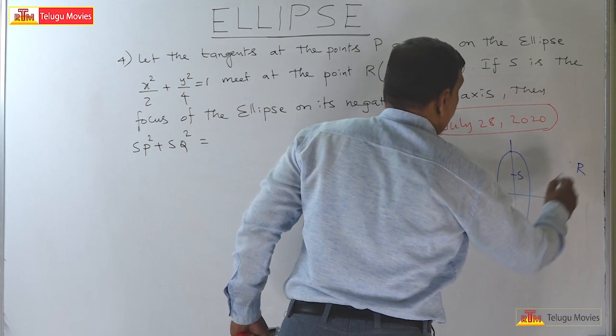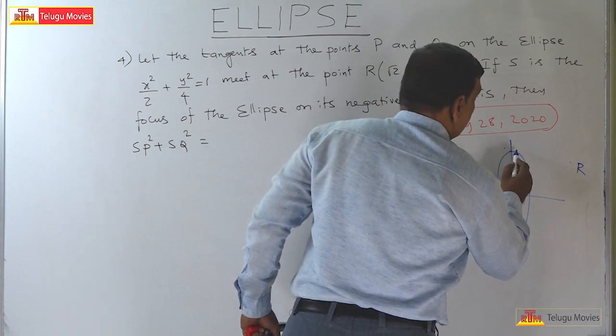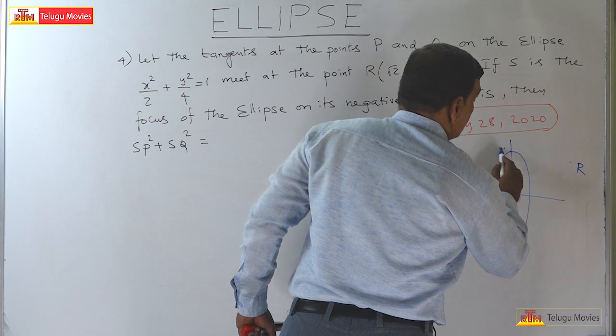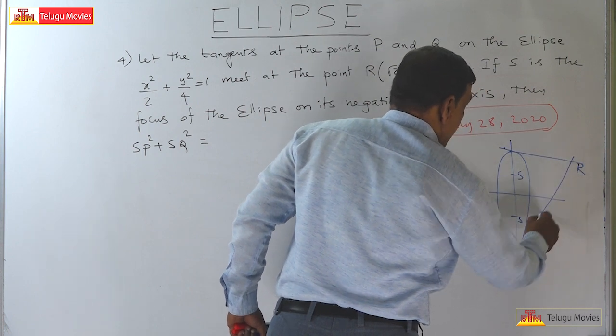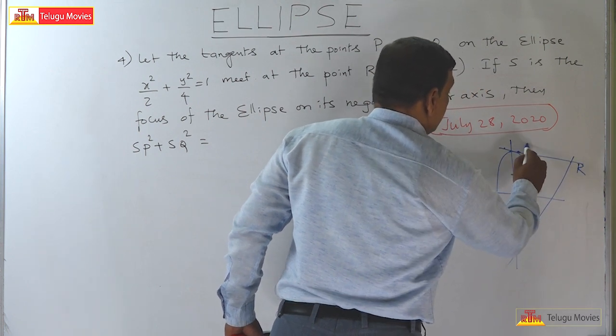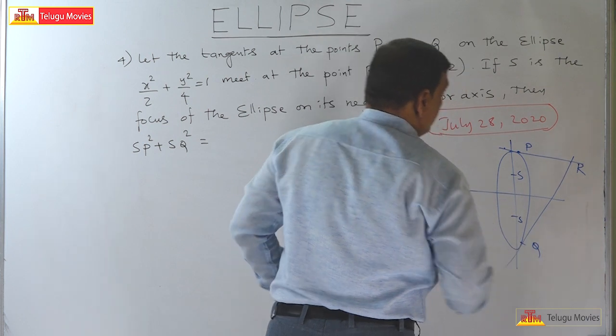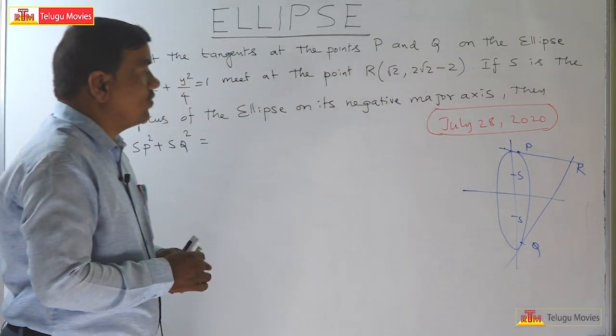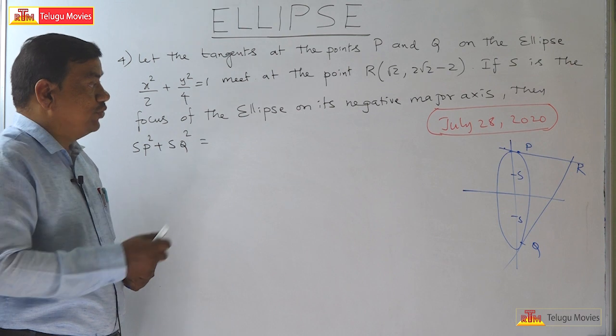So this is R. From this point, two tangents are drawn. This is one tangent, and this is another tangent. These are the points P and Q. Two tangents are drawn, touching at the points P and Q.